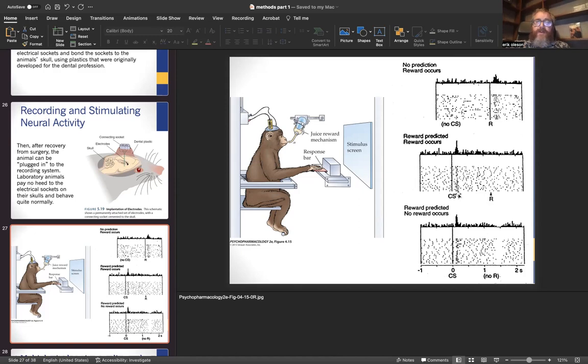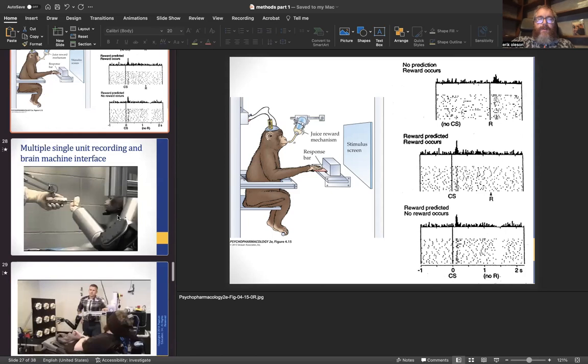So in the first one up top, they give the monkey a juice reward, very sweet juice. And you see, in this case, dopamine neurons fire to that juice solution. Then they play a bell or something before the juice solution. And when that bell begins to predict the delivery of the juice, the neurons begin to fire at the bell. And then if you play the bell and then withhold the juice, the neurons shut down when the juice should have been played. This was some of the first data to suggest that dopamine neurons are involved in reward processing.